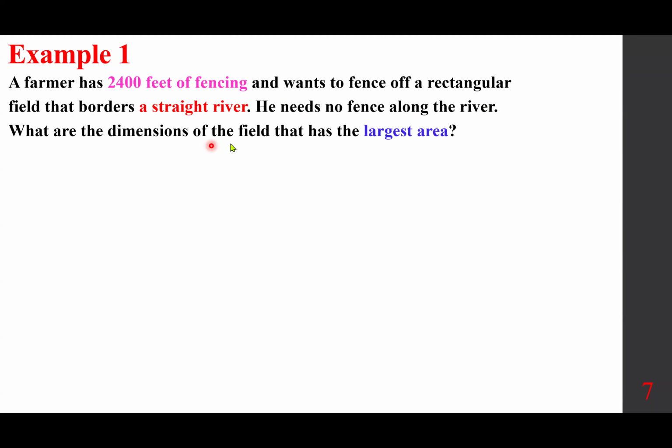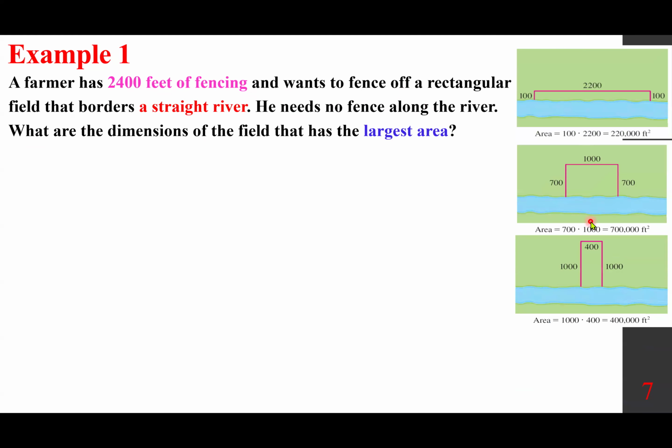Well, you can make up some examples. For example, 100 and 2,200, their product is 220,000, and so on and so forth. But this is really not the proper way of doing that. What is the proper way of doing that?